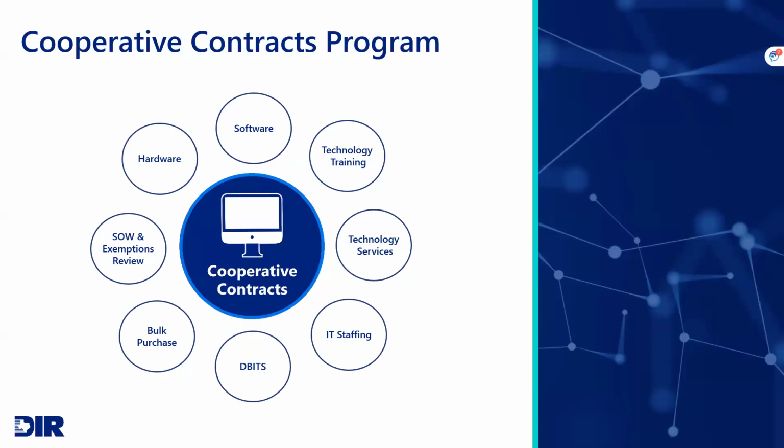We also offer information technology staffing contracts through this program as well. We've got our deliverables-based IT services. I'm going to talk a little bit more about those. And then this is also where the bulk purchasing program lies at DIR. This is connected directly to our cooperative contracts program. I'm not going to talk about it today because the statement of work review and the exemption reviews only apply to state agencies, and we don't have any state agencies on with us today. So that area does not apply to you that are attending today.